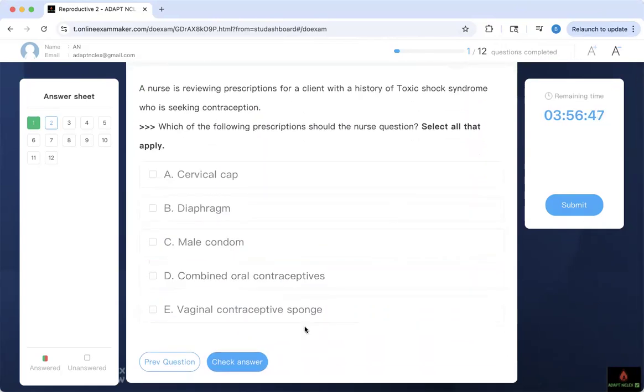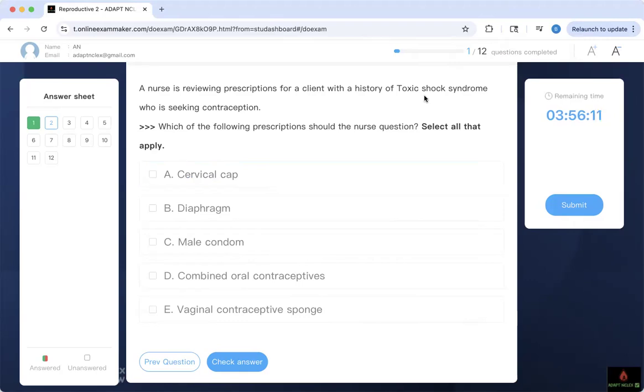Now, select or apply. This may be difficult, but I know you know what to do. Don't over-select. Pay attention to the keywords, and then use the keyword, the buzzword in the question to answer the question. What is the question? A nurse is reviewing prescriptions for a client with a history of toxic shock syndrome who is seeking contraception. Which of the following prescriptions should the nurse question? Select or apply. Cervical cap, diaphragm, male condom, combined oral contraceptives, vaginal contraceptive sponge.